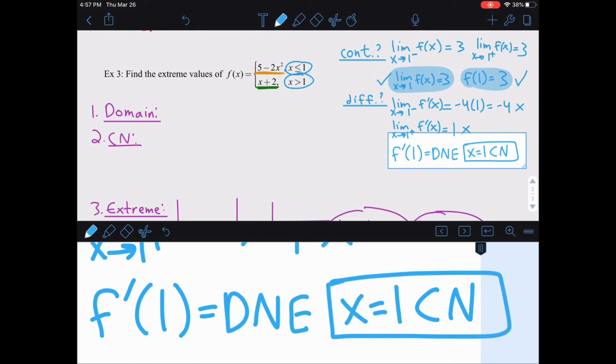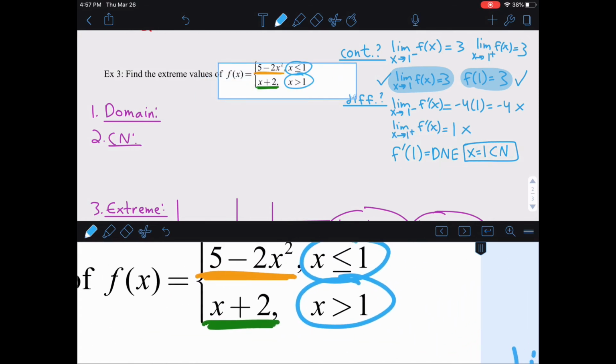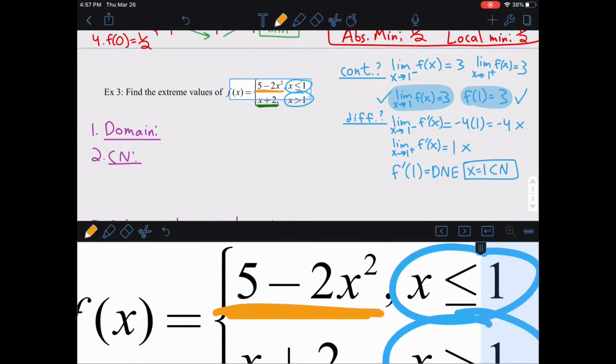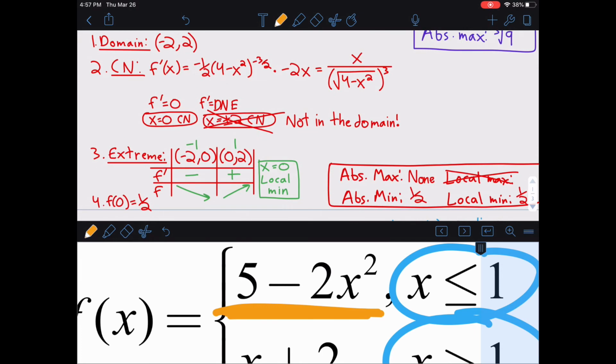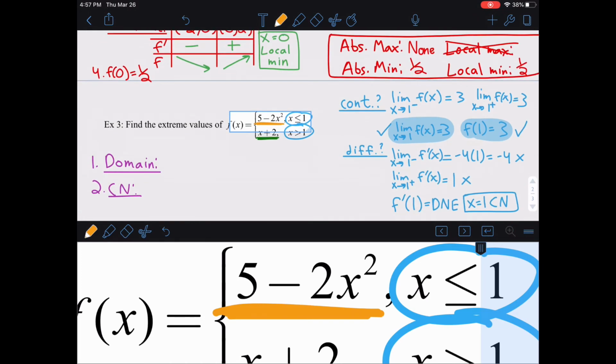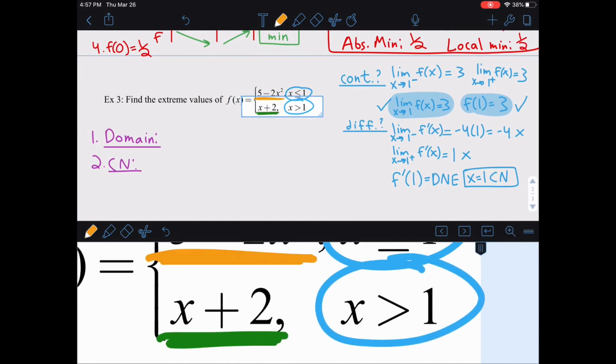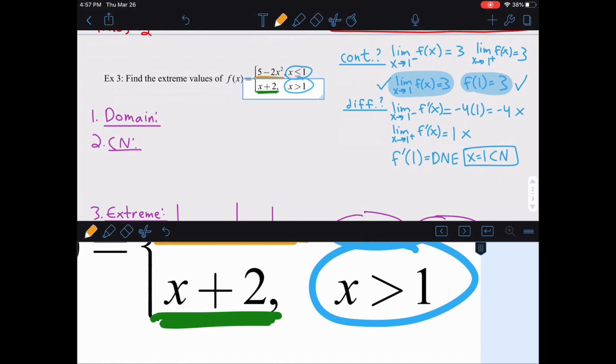Okay, so piecewise function, here's where the fun starts. Basically, what we've done up here, these first 3 steps in finding an extreme value, we're just going to have to do these twice. And I know that doesn't sound fun, but we got some nice pieces here we can work with.